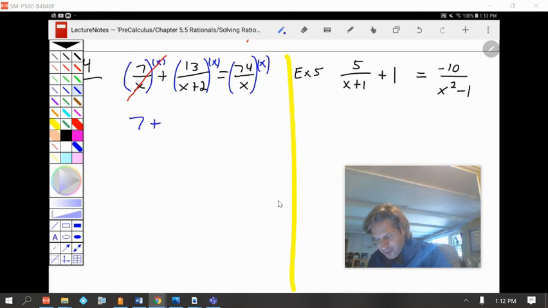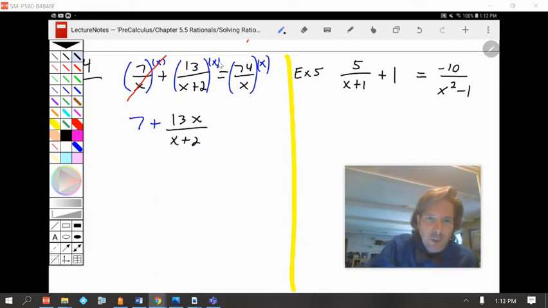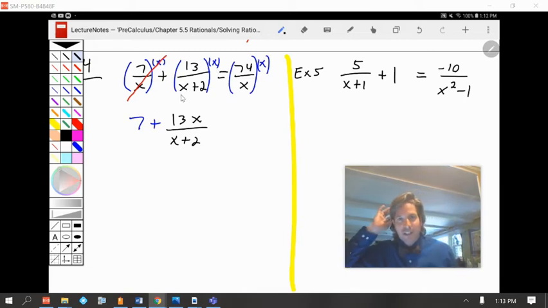Plus, notice what happens here: I have 13 times x over x plus 2, because this x that I'm multiplying by does not cancel out the x plus 2. You cannot cancel this x with this x. They are different factors, right? The x factor is a different show than the x plus 2 factor, right? I really like the show X Factor. It's pretty cool. Oh yeah, you've got to check out X plus 2 factor. It's a different factor. It's a different creature.